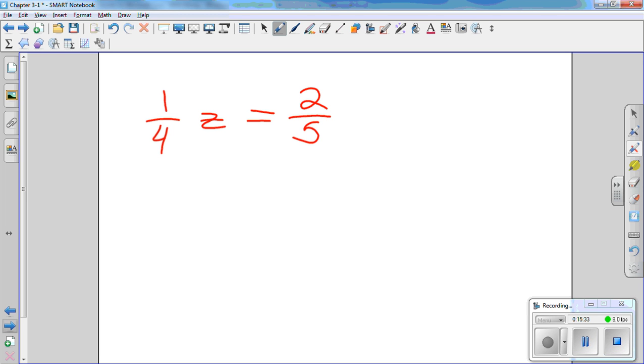If you have a fraction multiplied by a variable, automatically your first instinct is to divide by 1/4, right? Well, when you divide a fraction, what are you doing? Multiplying by the reciprocal. So instead of dividing by 1/4, which I don't want you to do, I want you to multiply both sides by 4 over 1. So you're going to multiply both sides by the reciprocal if you see a fraction.